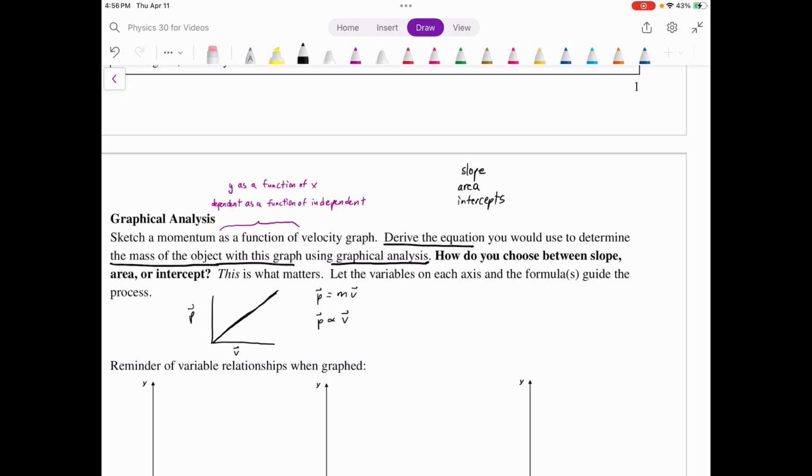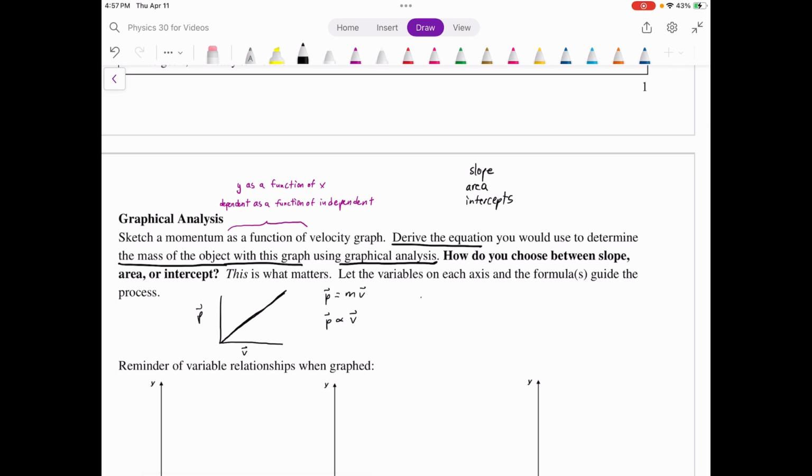I find sometimes students overcomplicate graphical analysis in their mind and they're like, what am I supposed to do with the graph? It's one of those three things. Okay? And it's not a guessing game. It is not something to be memorized. I find students who struggle with graphical analysis are the ones who try to come up with a rule they can memorize or something like that, right? The equation tells us whether we want slope, area, or whether we're interested in one of the intercepts.